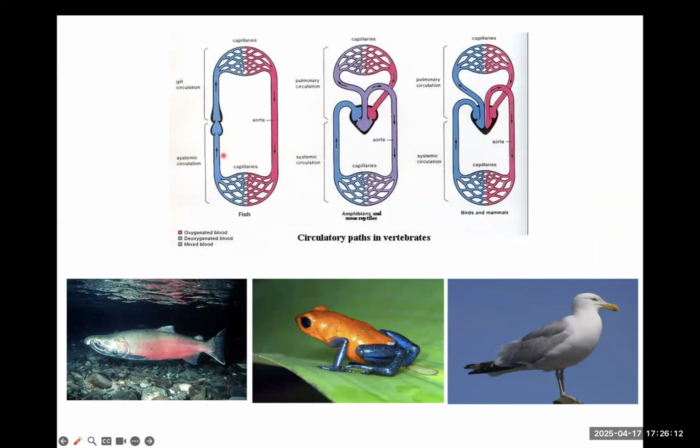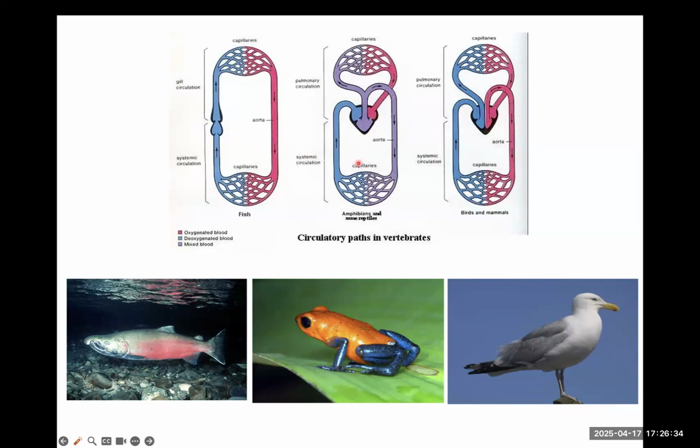So that's not very efficient because you don't have much pressure going on here into the gills. After the gills, you don't have much pressure going on for the rest of the body either. So in order to make this work, you have to be cold-blooded. If you are more active, then you need to generate more pressure.